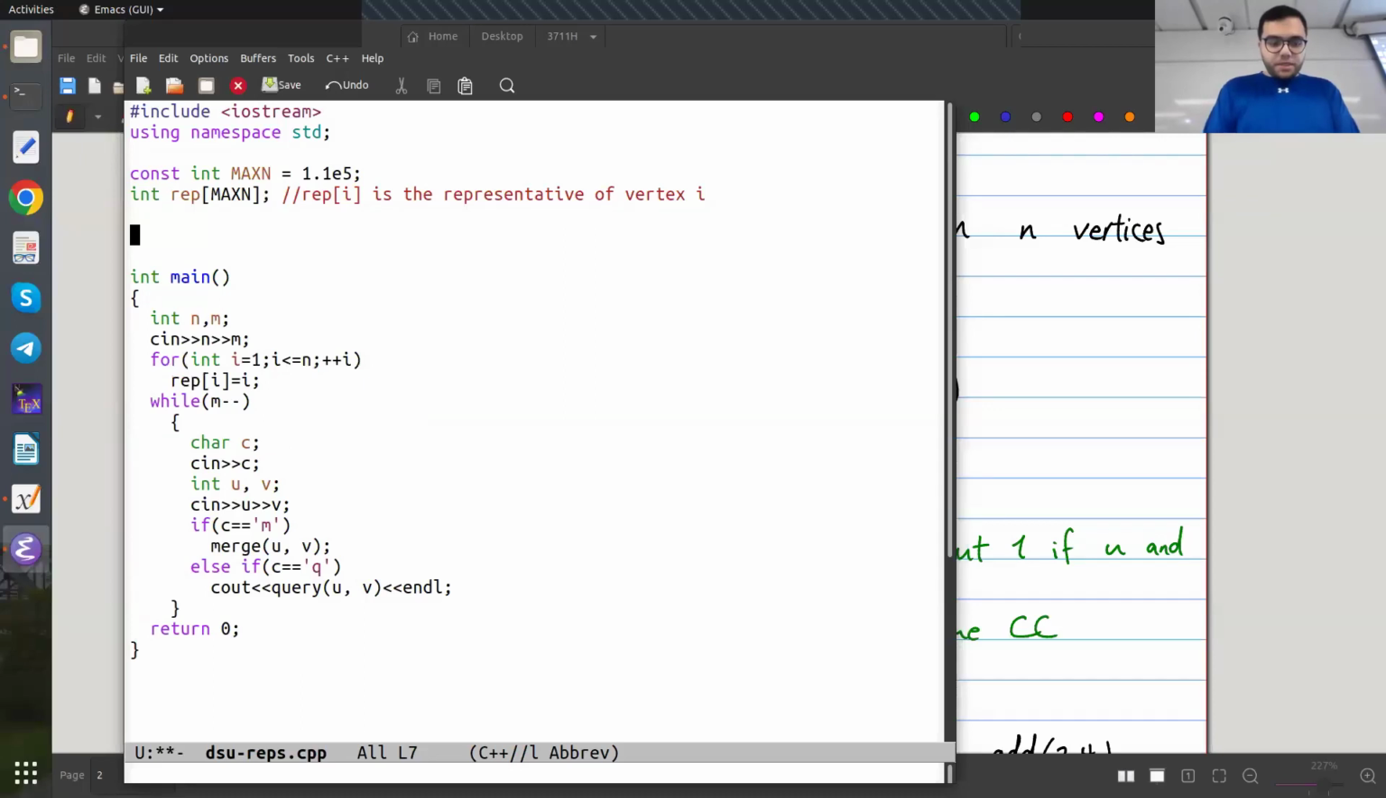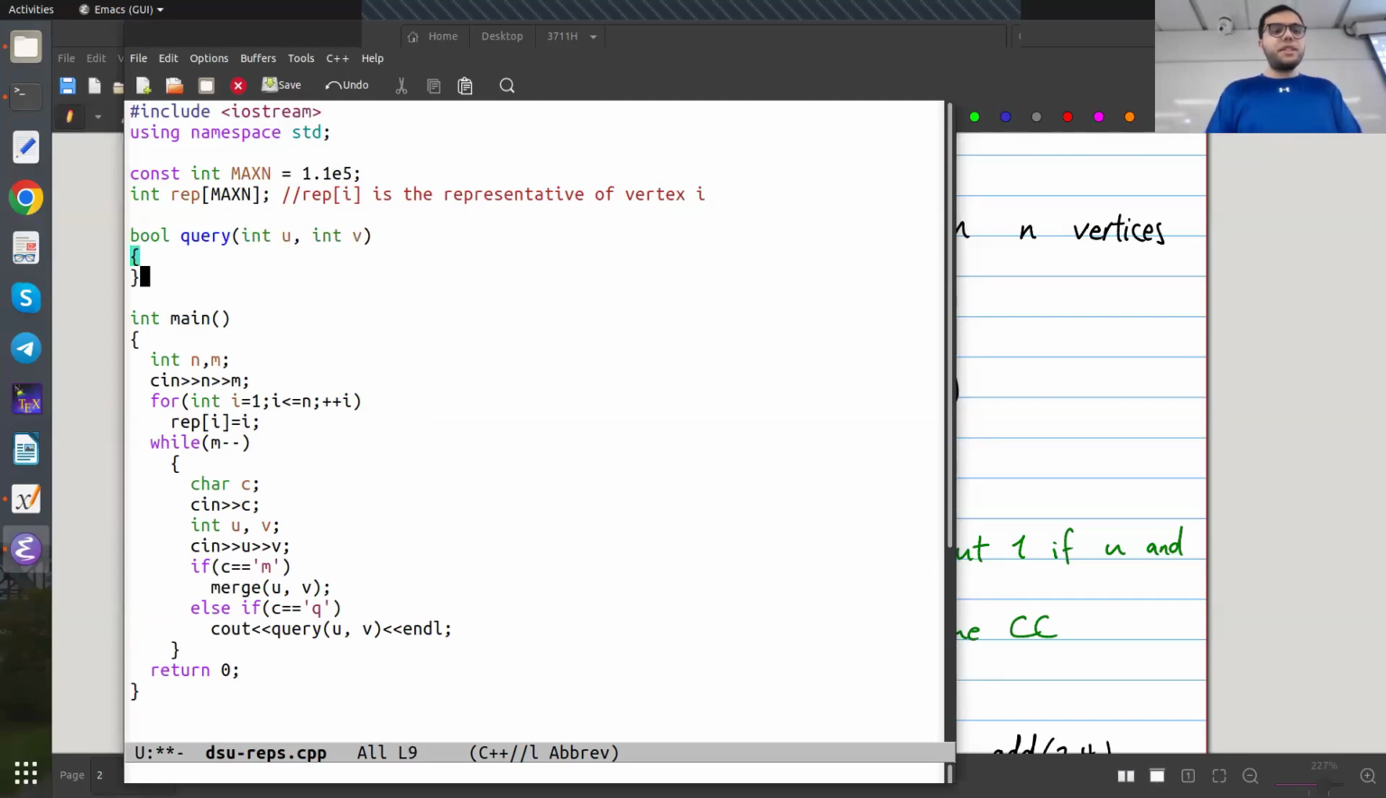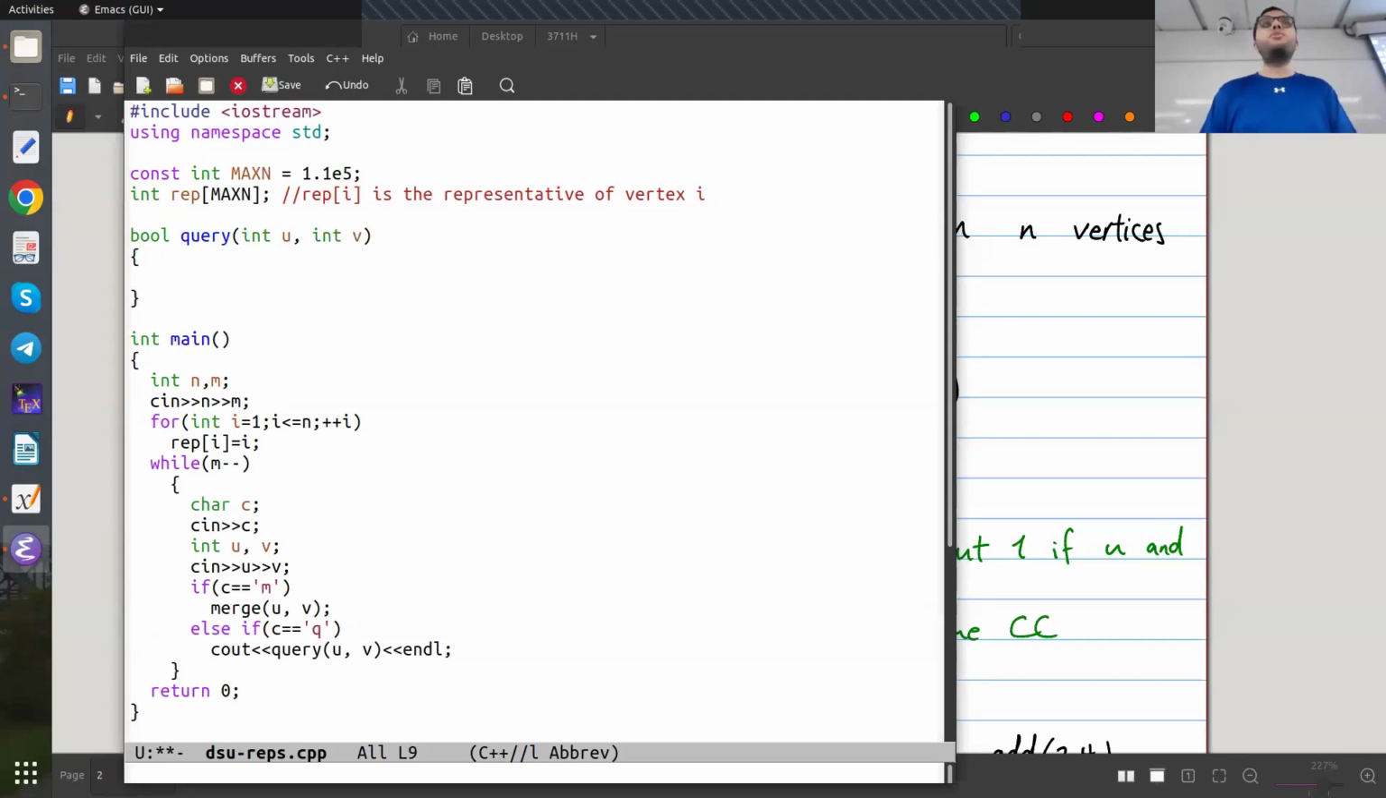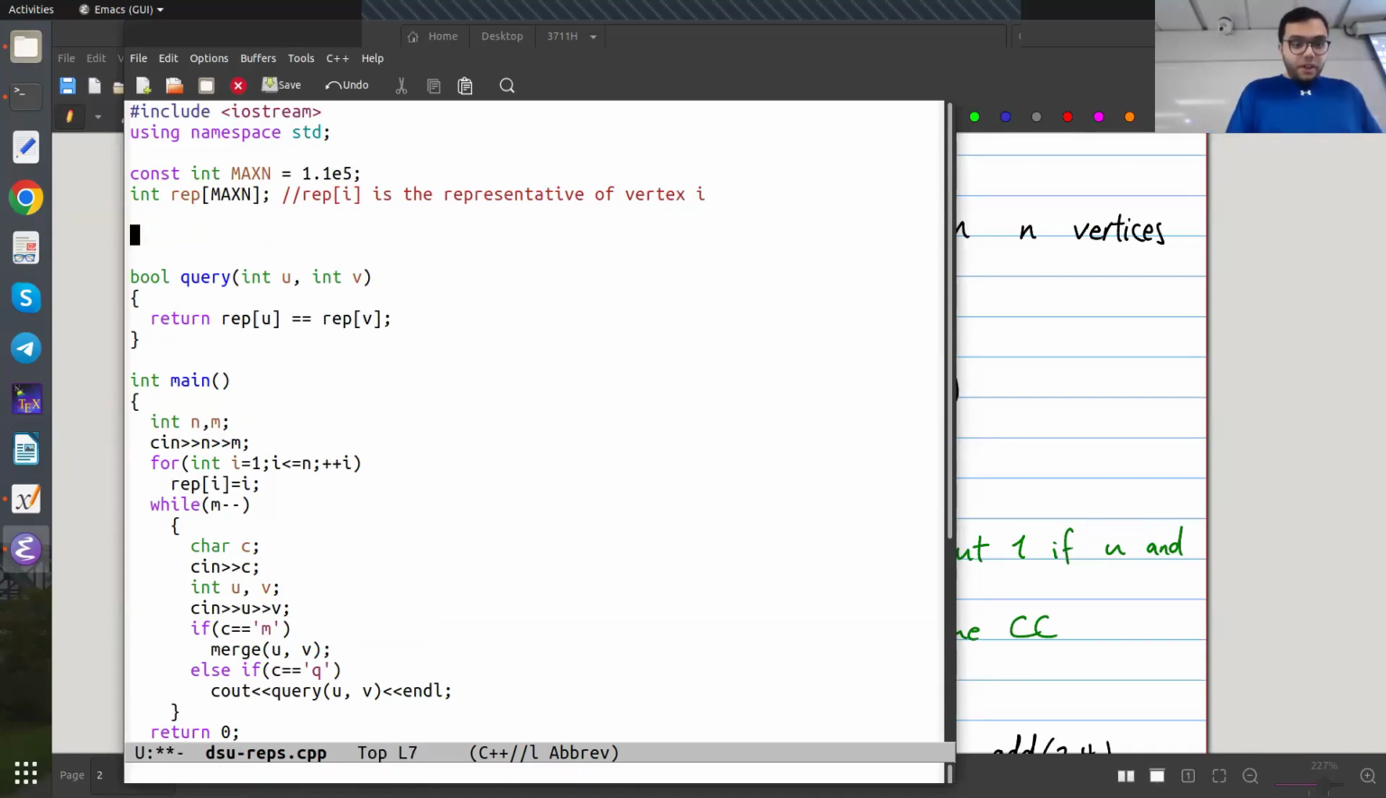Now, I want to do merge and query. Query is easier. So let's write query first. I have two vertices U and V. I want to see if they're in the same connected component. Or I have two elements U and V. I want to see if they're in the same set. And basically, I just have to check if they have the same representative. So I just return whether the representative of U is equal to the representative of V. And query is O(1). Okay. Now I have merge.